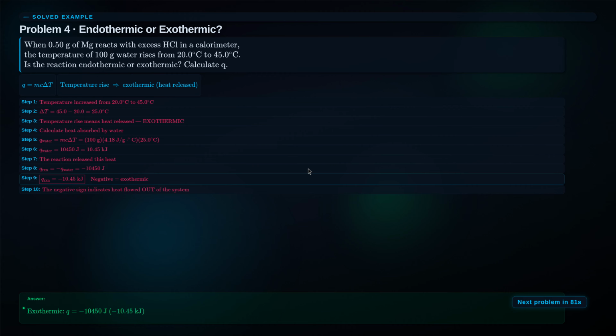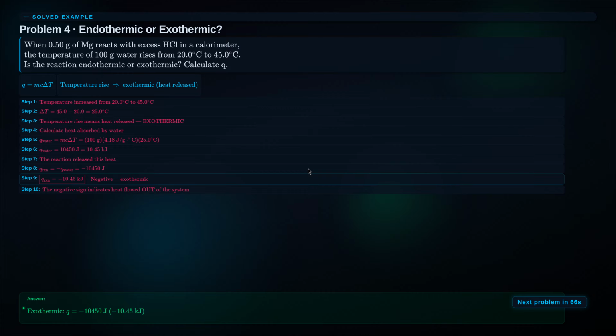Step 2. Calculate heat absorbed by water. Q water equals mc delta T. 100 times 4.18 times 25. That is 10,450 joules or 10.45 kilojoules.